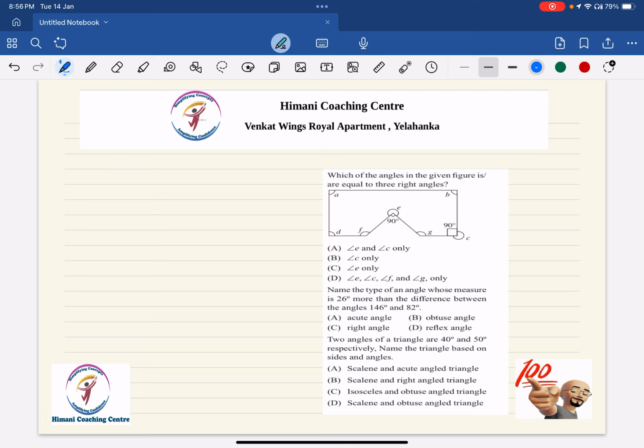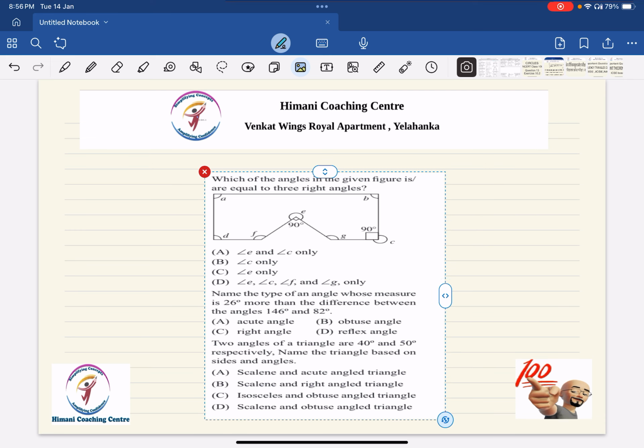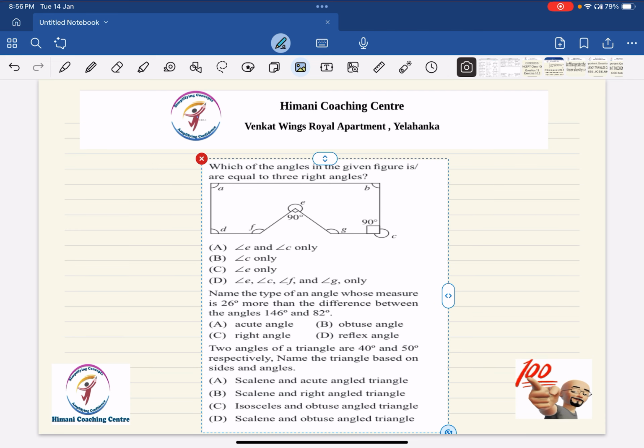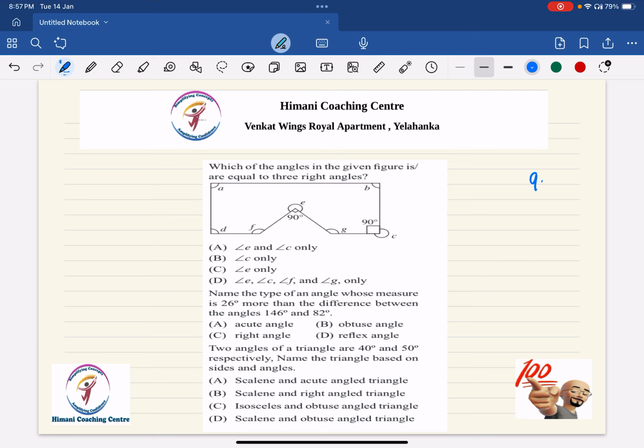Now look at this question again. Let me quickly try to increase the size. Yeah, so it says, which of the angles in the given figure is or are equal to three right angles? Three right angles means what? 90 into 3, which is 270. So basically, see, full circle is 360. This is full. So three right angles mean what?